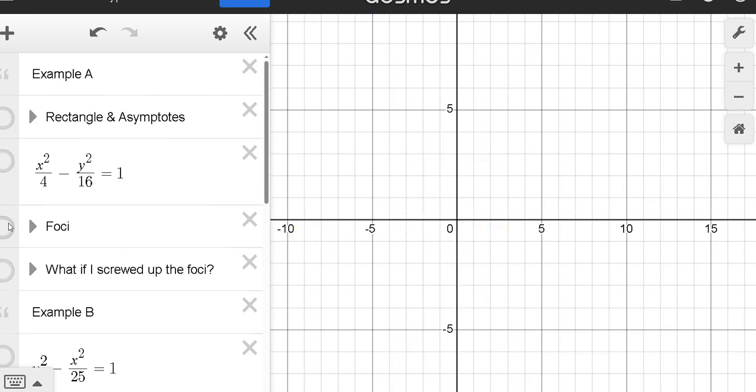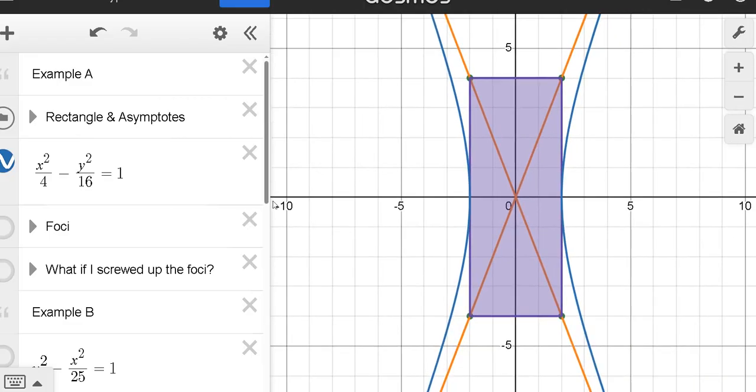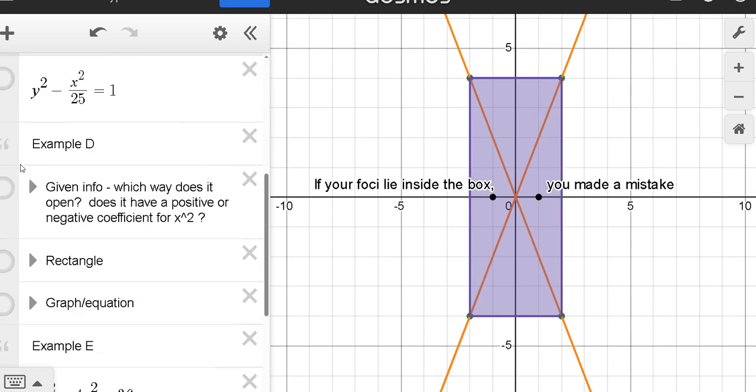Oh, one other thing here. If you accidentally use the wrong formula for your foci, then this is what's going to happen. You're going to end up with foci inside that rectangle. That's telling you, oops, you used the formula for an ellipse to find the foci, as opposed to using the plus, a squared plus b squared, which is for a hyperbola.